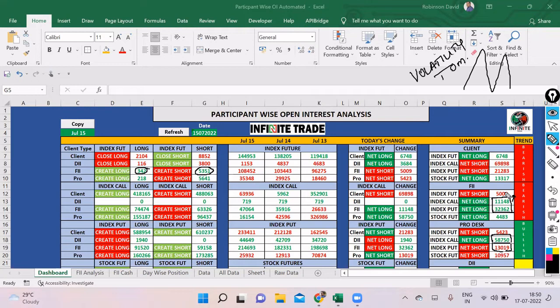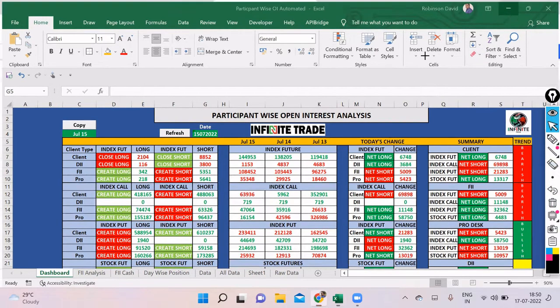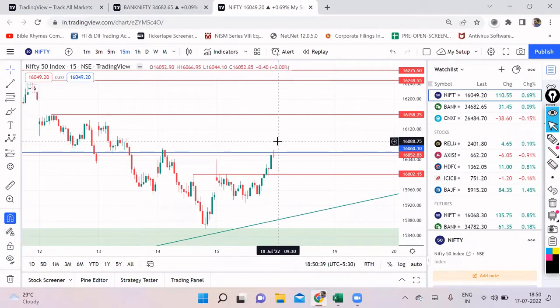If they start covering their shorts, like say 20,000 in a day and 15,000 in a day, and keep on adding longs, that would give us an indication that they are positive in stock futures, and now they are also positive in index futures. But people who missed the lower levels to invest, don't worry about it. Market doesn't move in a straight direction.